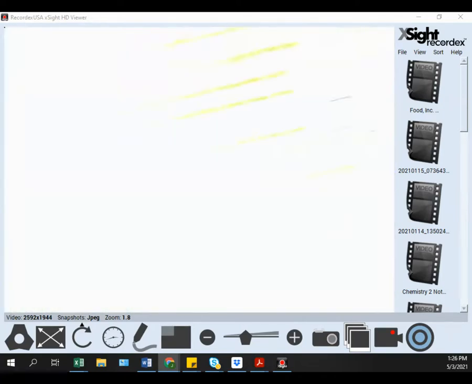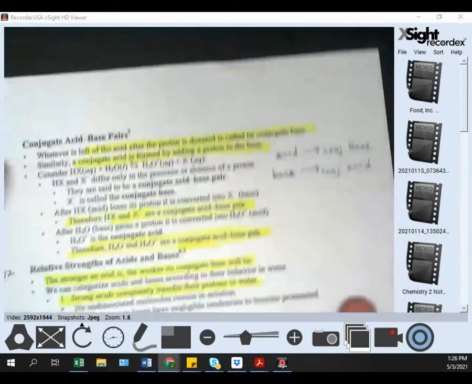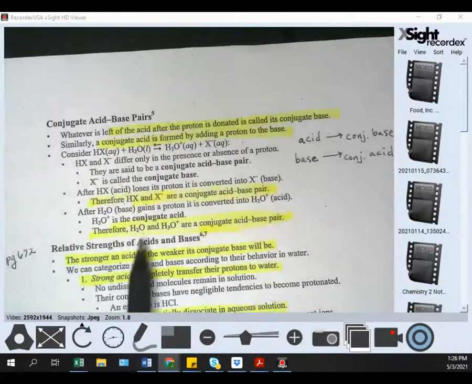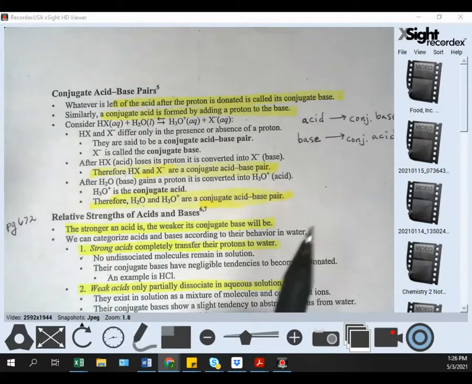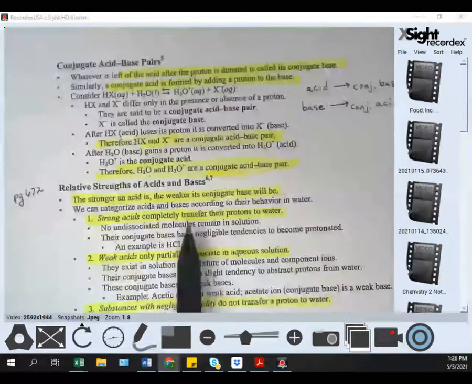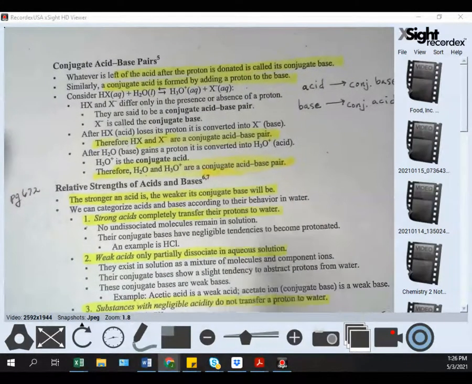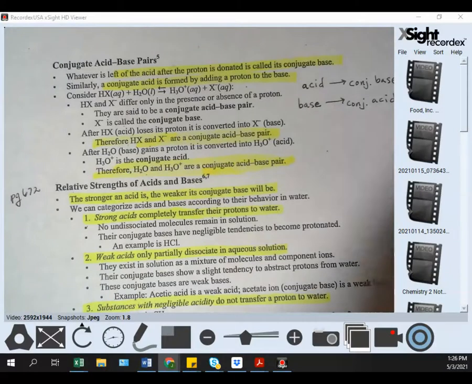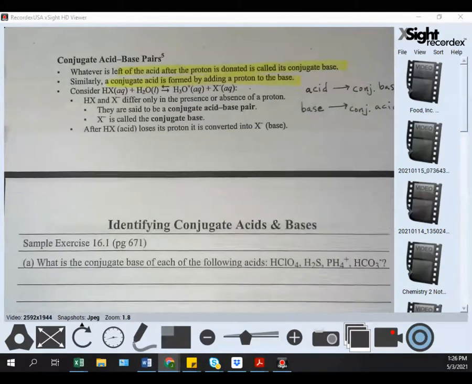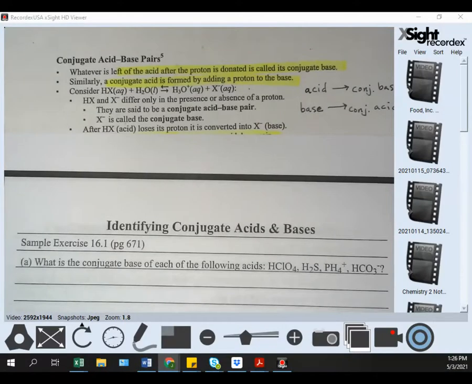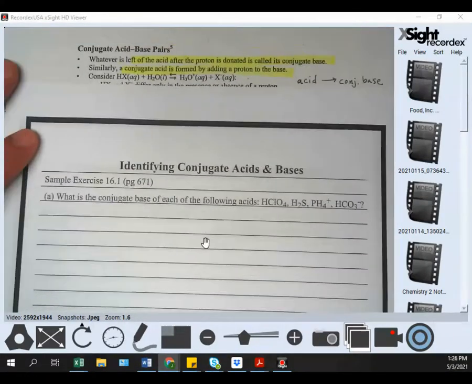We good? Okay. So this part right here is just talking about exactly what I just went through, showing you how to figure out what's the acid, what's the base. Okay. So before we go on too much, let's go to the practice problems real quick. Let's do the first one here. All this is identifying conjugate acids and bases.